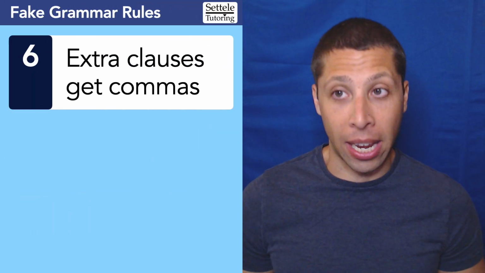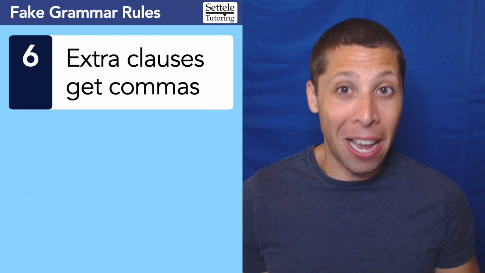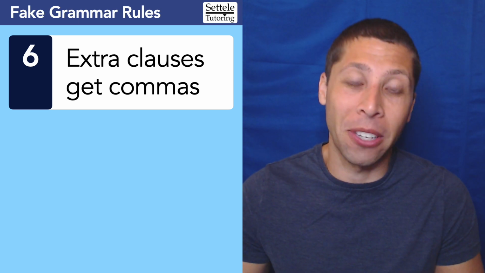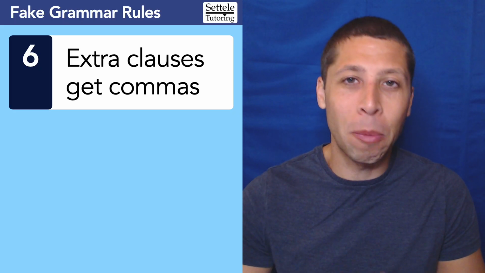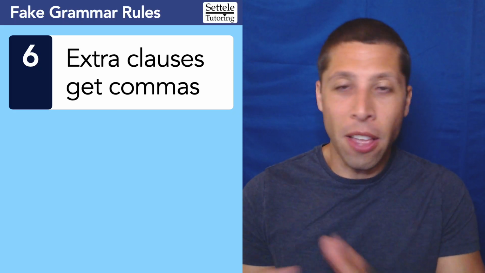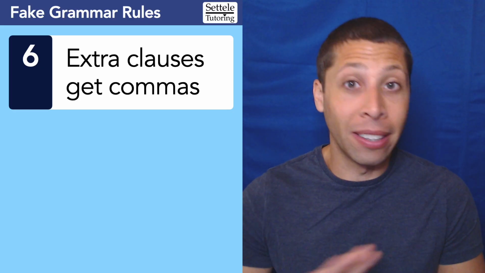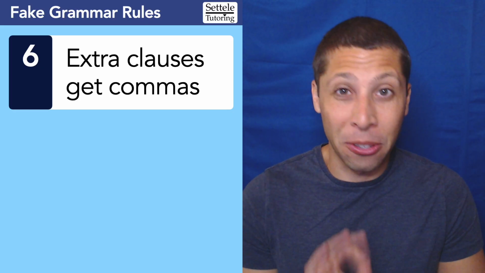And that gets to number 6. Extra clauses get commas. Well, sometimes. This is a fake rule because it is not consistent in English, and this is where commas get really tricky. And ideally on the SAT, we won't have to worry about this as much because there'll be other answer choices that force us to think about the extra clauses and the commas last. So we want to just kind of not have to worry about commas until we absolutely have to.